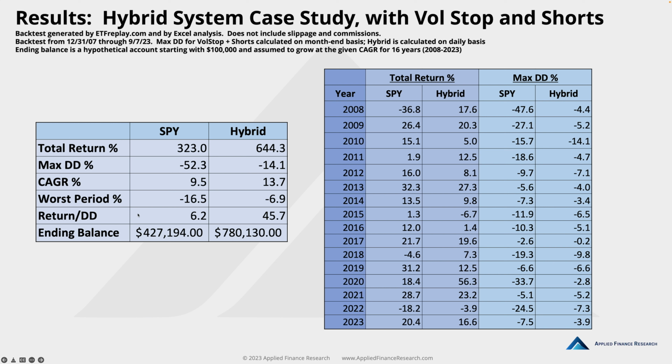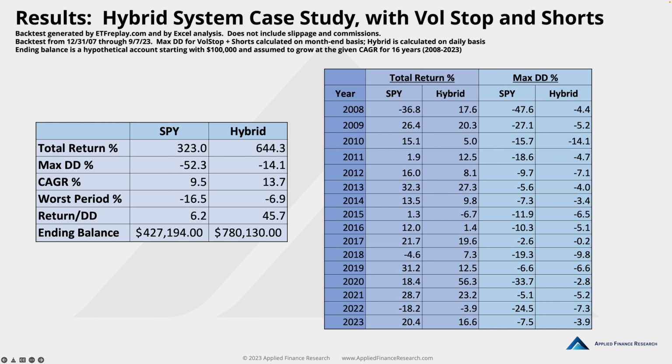The return to drawdown ratio for the S&P is 6.2 versus 45.7 for the hybrid, so quite a huge improvement there. The ending balance, this is assuming a hypothetical account that starts with $100,000 and is assumed to grow at the given CAGR for 16 years, so that's 2008 through 2023. Your ending balance, if you had put that money in the S&P 500, would be $427,000. If you put it in the hybrid system, it'd be $780,130.